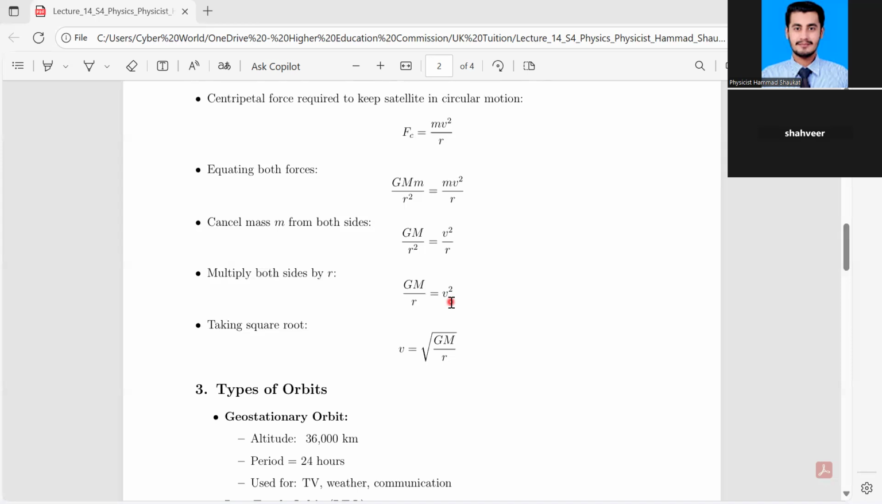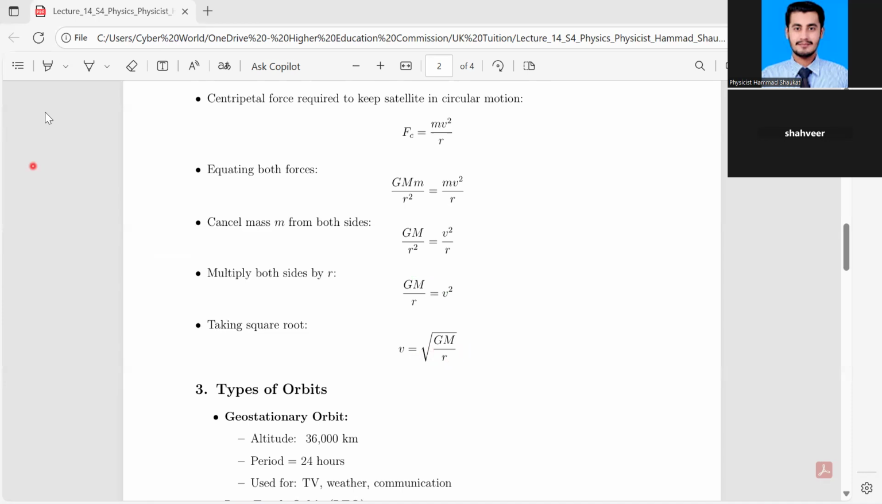Take the square root. Yes, if we have to remove the square, we have to take the square root on both sides. So you have to take the square root here and also here. What happens? This square cancels with this square root. So you will be left with only v, and here you can see the square root of GM divided by r. So here is your expression for orbital speed: v equals the square root of GM divided by r.